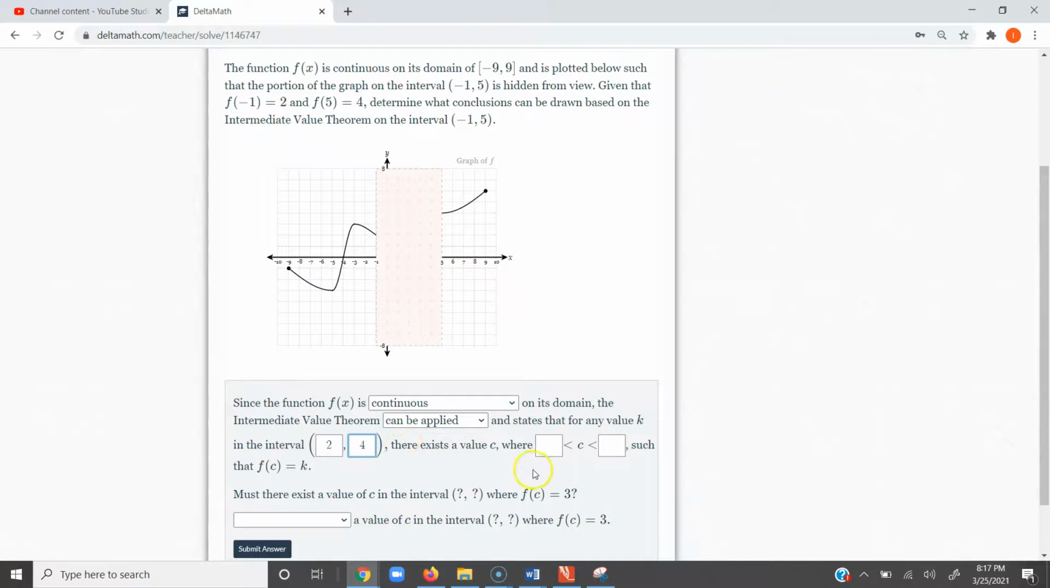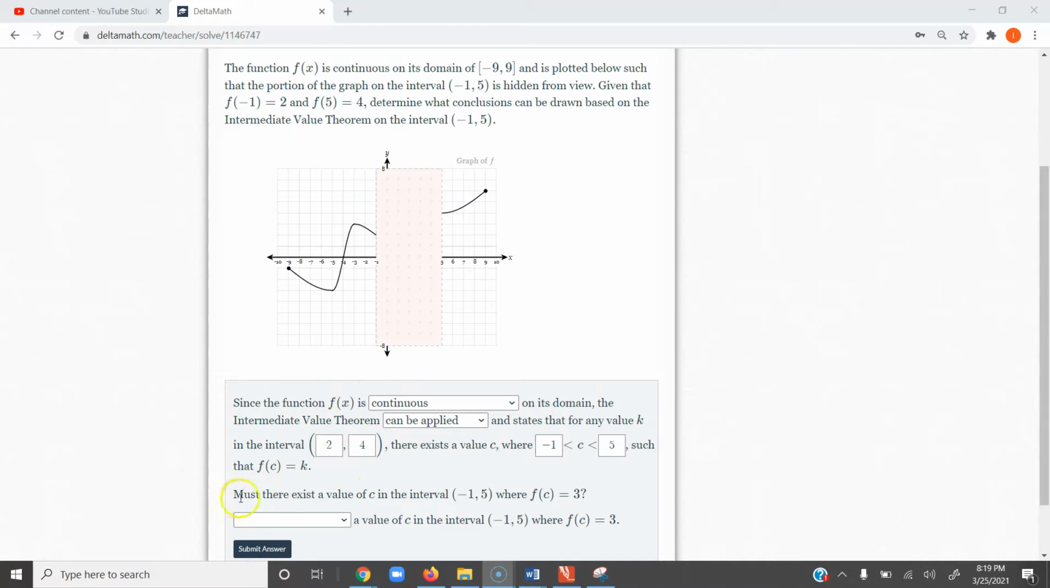There exists a value c. C is an x value, so c is the x between -1 and 5, and this is easy to see from the way they drew the picture. Okay? So we're saying that the theorem applies, and then we're describing where it applies. This first set of blanks is your y value from these two points, and the second set of blanks is your x value. So pause, and make sure you know where I got everything here.